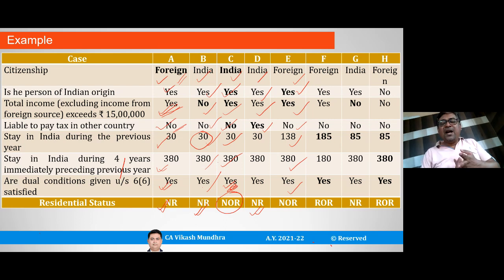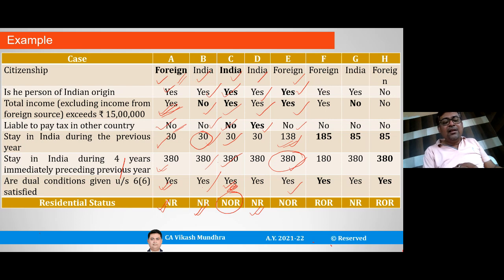Condition number two: whether the modified condition is applicable or not. Since he is a person of Indian origin, we deem that he comes to India for a visit. In that situation, whether 120 days plus 365 days or 60 days plus 365 days is applicable? In this situation, the modified version of condition number two, 120 plus 365 days, is applicable. That is, his stay in India is 138 days, which is more than 120 days and less than 182 days. And during the preceding 4 years, his stay was for 380 days, which exceeds 365 days. Hence, he is a resident person.